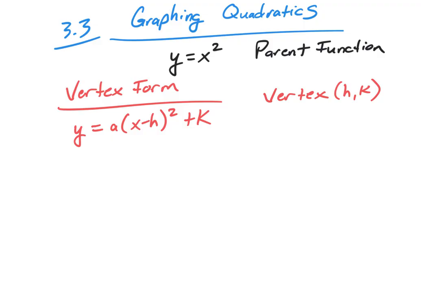The a value tells me if it's a stretch or a shrink, or in some cases, are we going to flip it over the x-axis? If it's negative, we would flip it. And so all of those changes are things that we've already talked about in chapter 2. Those should be pretty familiar to us, but we're just applying it to a parabola.